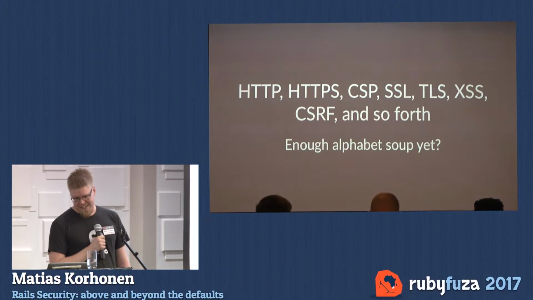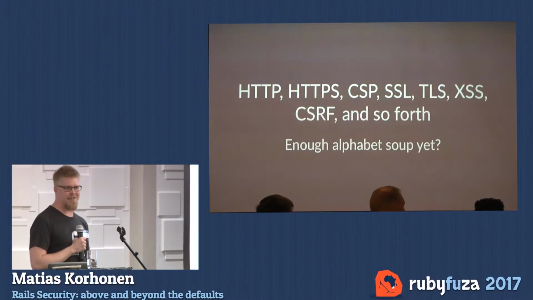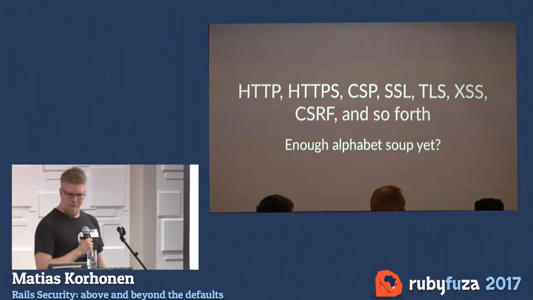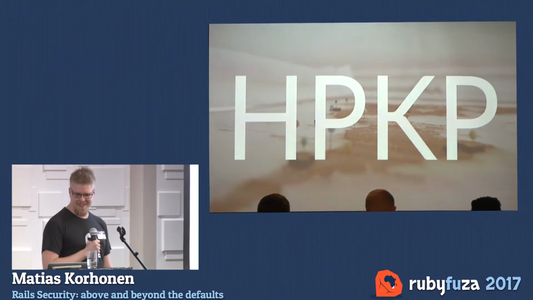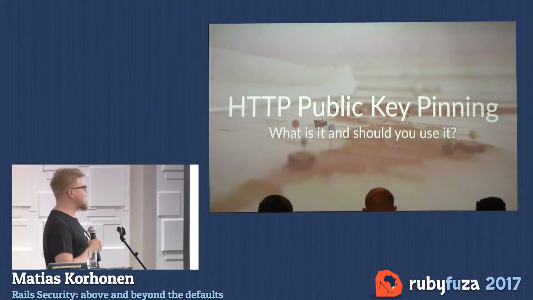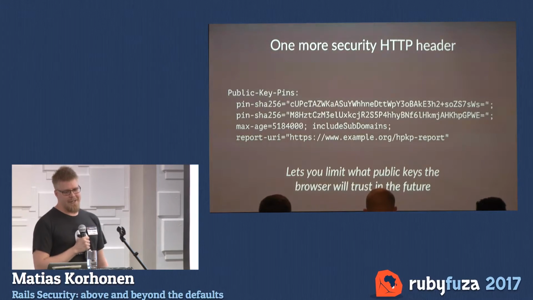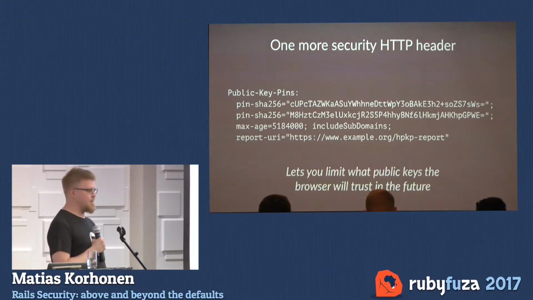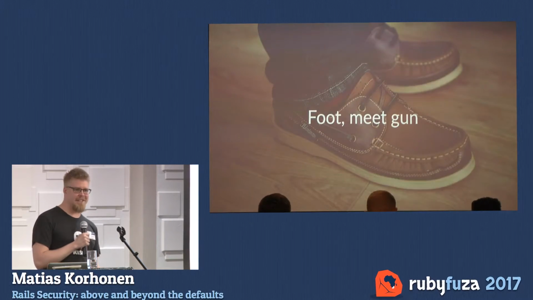So at this point, you might have had enough alphabet soup. Unfortunately, this is the world of security for you. So moving on to a wonderful thing called HPKP. It's HTTP public key pinning. It's another security header, and it lets you limit what public keys the browser will trust in the future. And in my opinion, it's an excellent way of shooting yourself in the foot.